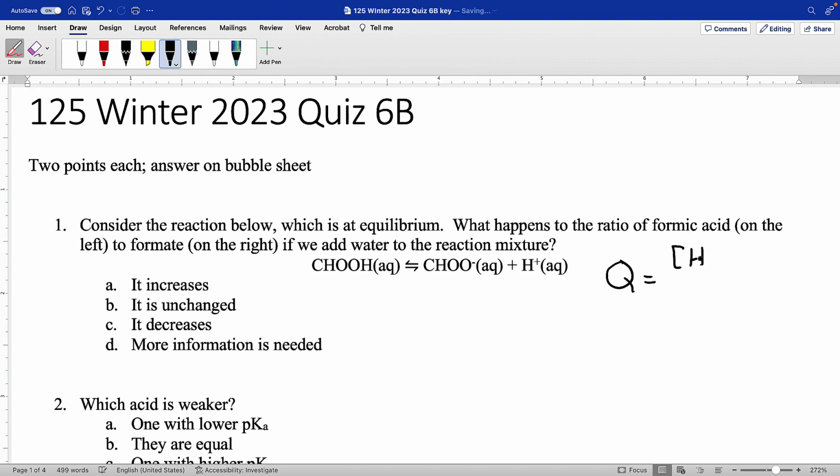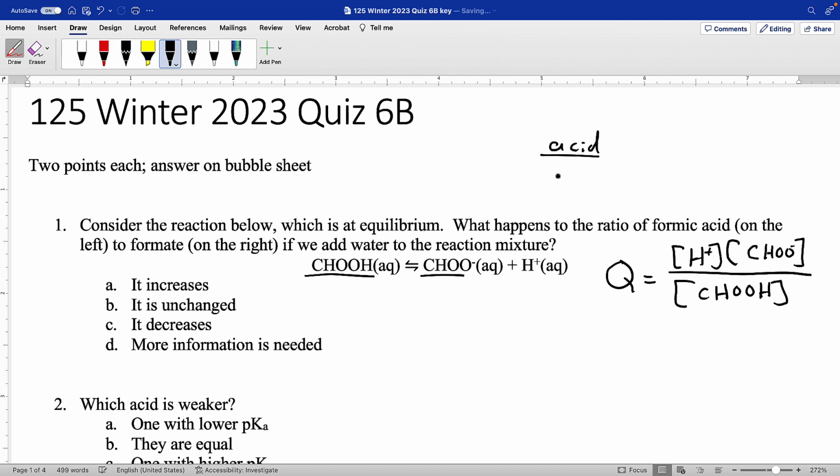So we've got the concentration of hydrogen ion, the concentration of formate ion, and we have formic acid itself. Okay, so all those are aqueous, so they all go into Q. And it's asking us for the ratio of formic acid to formate. So it's asking what happens to this ratio? What happens to the ratio of acid to its corresponding anion?